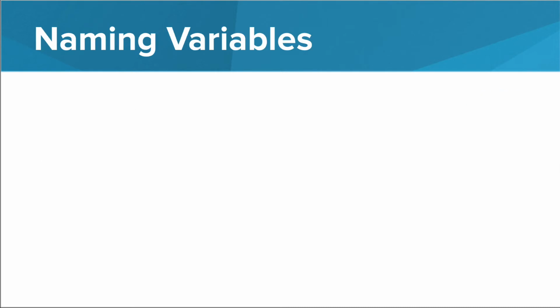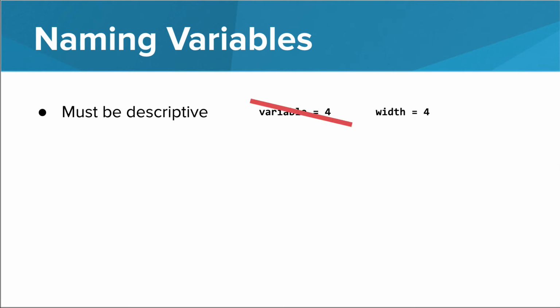The last thing we need to talk about is how to name a variable. There are a few simple guidelines to follow here. It must be descriptive, meaning the name must describe what the variable is representing. Variable means nothing, whereas width is telling us what it is storing. It can't start with a number, and most often should start with a lowercase letter.